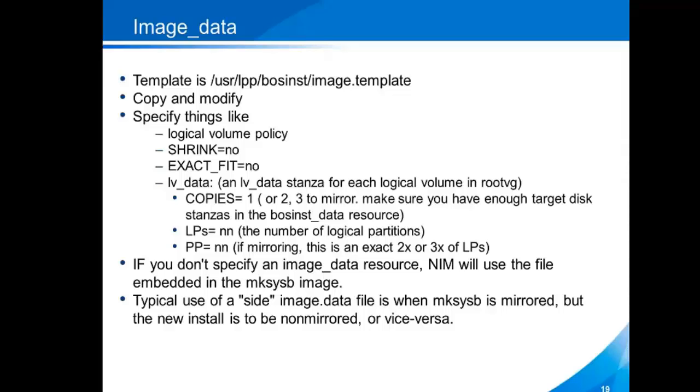But if you specify one and actually allocate it at the time that you're doing the restore, for instance, or recreate, by putting copies equals 1, it won't use the mirror. That means you don't have to have 2 disks, etc., to install to. So that's one of the main reasons people use a separate image data file.